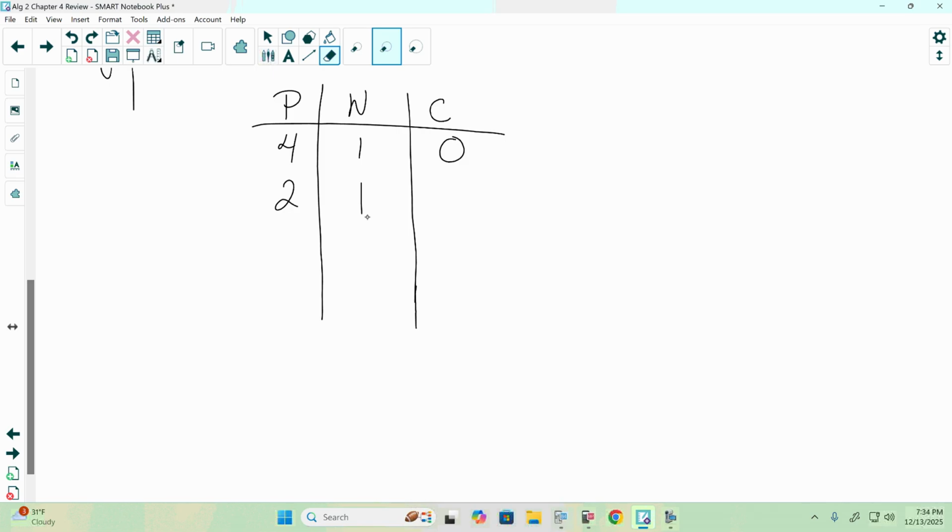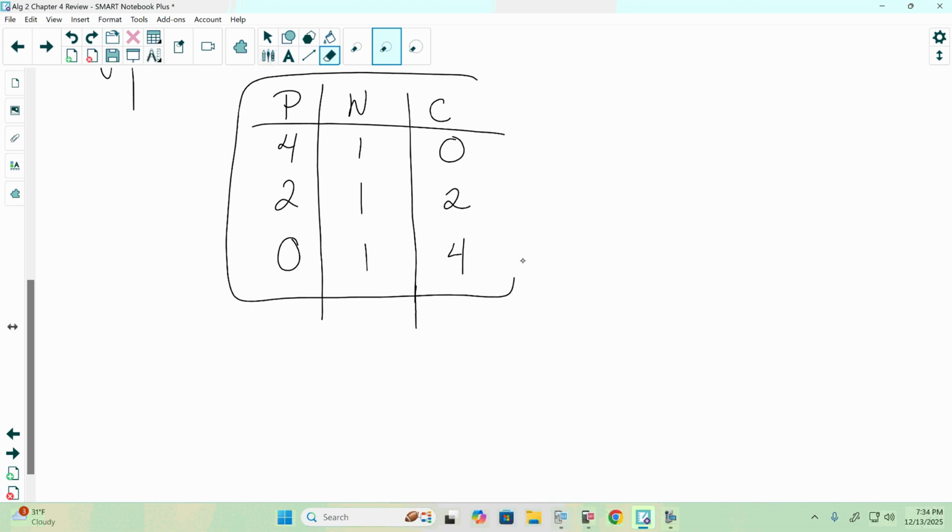So our next setup we can have is 2 positives, 1 negative, which is only 3. We need 5, so there would be 2 complex. And our last setup would be 0 positives, 1 negative, and 4 complex. So that would be the possible solutions according to Descartes' rule of signs.